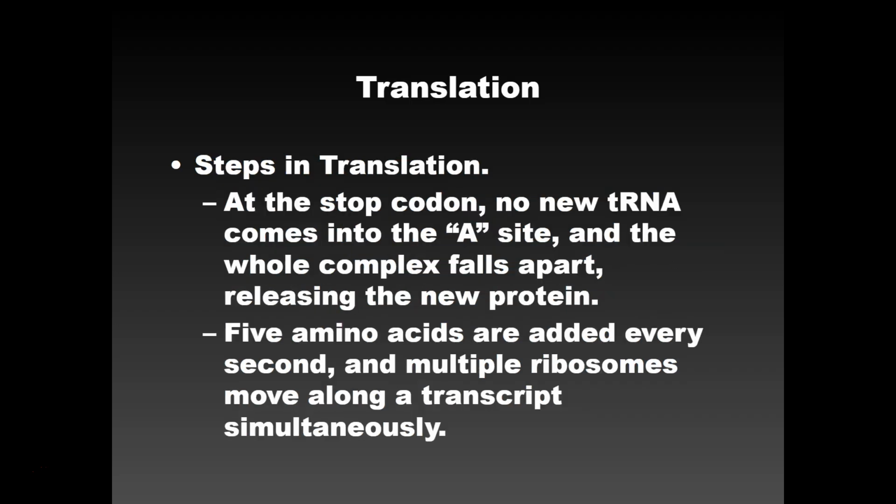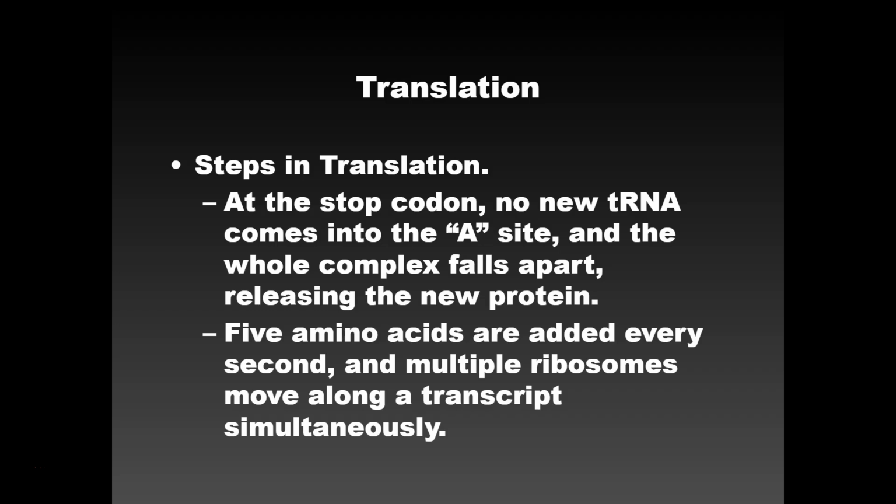and you should be able to draw tRNAs grabbing amino acids and adding them to a growing peptide chain. Okay, once you get to a stop codon, the new tRNA comes into the A site and the whole complex falls apart, releasing the new protein, so that those ribosomal subunits are going to unattach from the mRNA. The tRNA is going to go away, and the protein is actually going to detach from the ribosome itself.